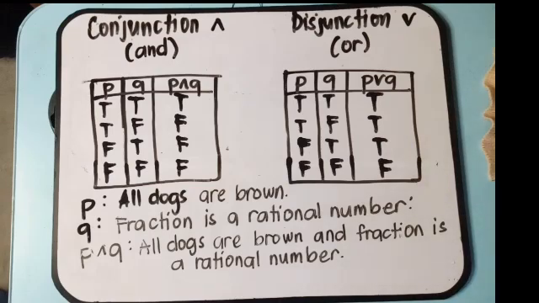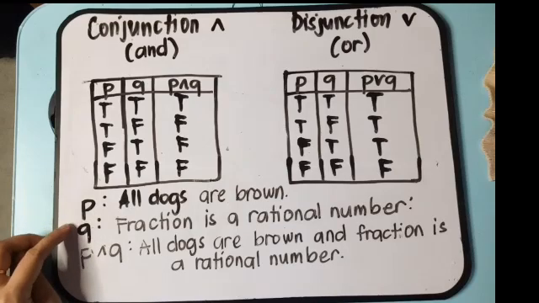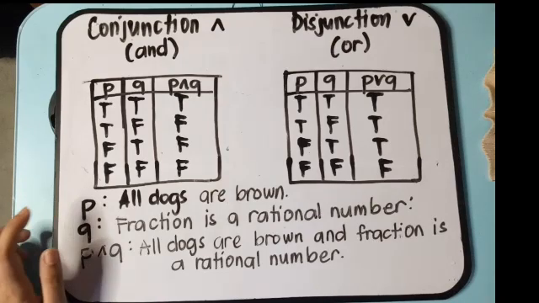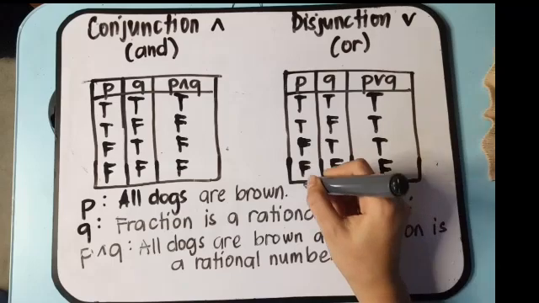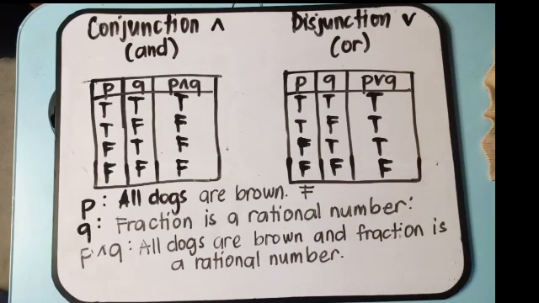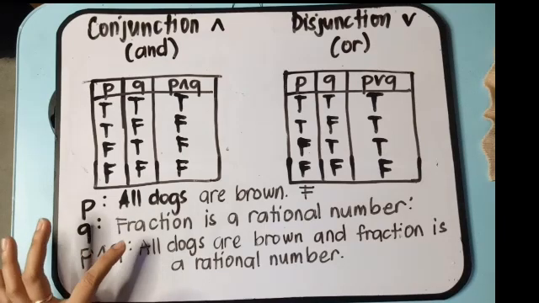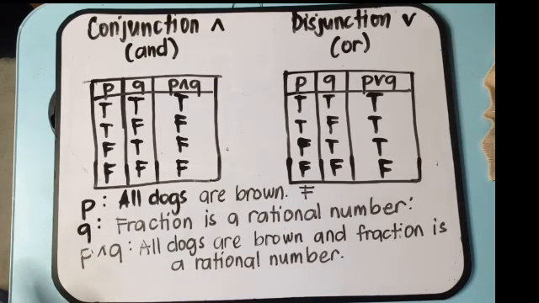Okay, so let's now apply the truth table for the conjunction and the disjunction. We have 2 propositions here, P and Q. Proposition P: all dogs are brown. What is the truth value of P? All dogs are brown, so that is false. Not all dogs are brown. We have also black, we have spots. Pwede rin pink, ganyan, blue. Pwede silang kulayan, okay? The second proposition Q: fraction is a rational number. Is it true or false? Yes, it is a rational number. Therefore, it is true.